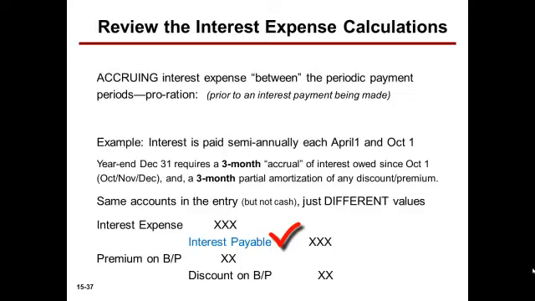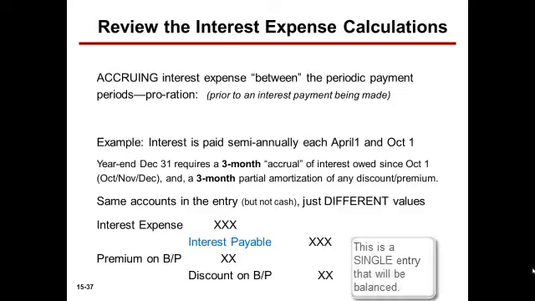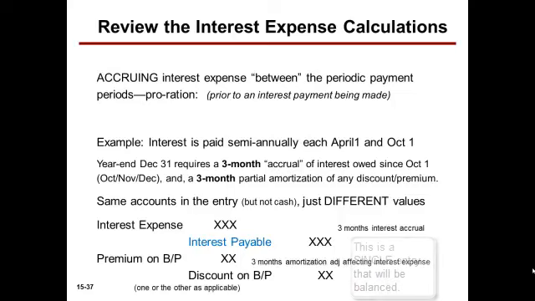And likewise, we'll be writing off a premium account, which is normally a credit balance. We'll be debiting a premium if it exists. A discount account, normally a debit balance, we'll be crediting. Those last two entries are an amortization, one or the other. So we have a 3-month interest accrual on the first entry, coupled with a 3-month amortization adjustment affecting interest expense on a premium account or discount account, one or the other.